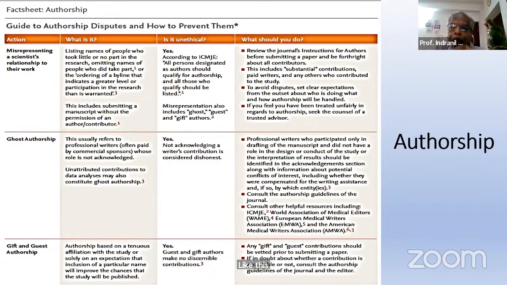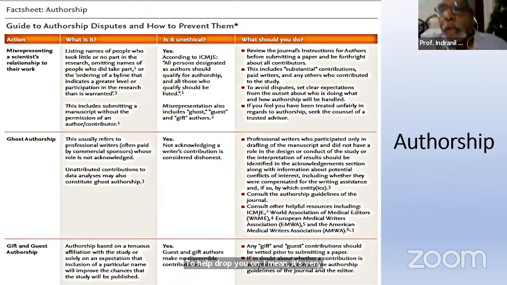Like this ghost authorship, people who have helped you in drafting the manuscript have never been a part of the study. I mean, they may not even be related to your domain. Suppose you are doing some work in an engineering discipline, say civil engineering, and you have hired somebody who is a professional content writer, or who knows how to write very well, to help draft your manuscript. I mean, it's very simple.